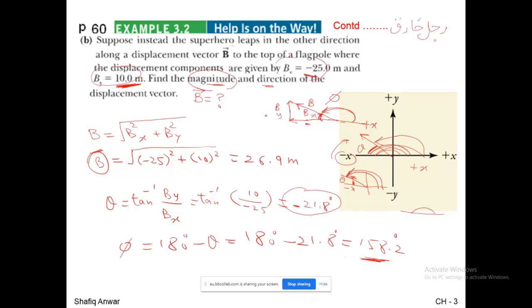From the positive x-axis we take, in the counterclockwise direction. Okay? This side we take from the positive x-axis as positive. If you have any other direction, theta will be negative.